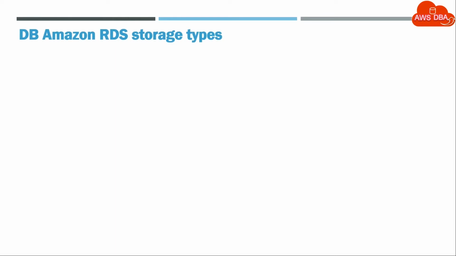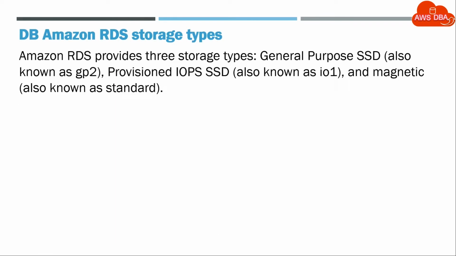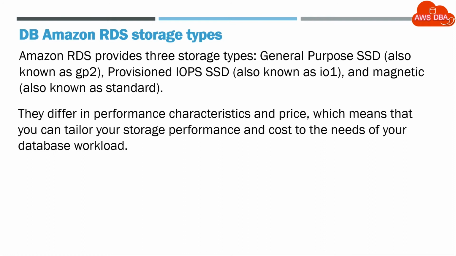Amazon RDS storage types. Amazon RDS provides three storage types: General Purpose SSD, also known as GP2, Provisioned IOPS SSD, also known as IO1, and Magnetic, also known as Standard. They differ in performance characteristics and price, which means that you can tailor your storage performance and cost to the needs of your database workload.